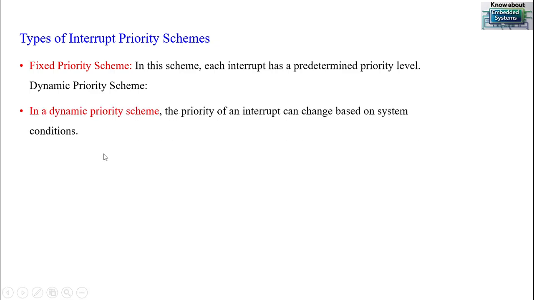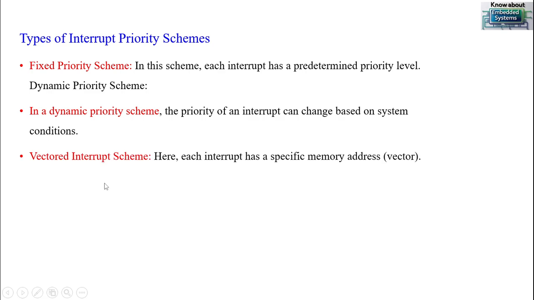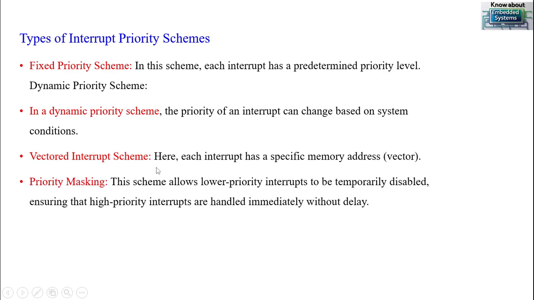In case of the dynamic priority scheme, the priority of the interrupt can be changed based on the interrupt condition. In case of fixed priority, it is not possible to change the priority, but in case of the dynamic priority scheme, it is possible to change the priorities based on the conditions. That is called the dynamic priority scheme. Vector interrupt scheme. Here we have already explained what you mean by vector interrupt scheme. In the vector interrupt scheme, every interrupt will have its own particular interrupt service routine address and particular interrupt number.